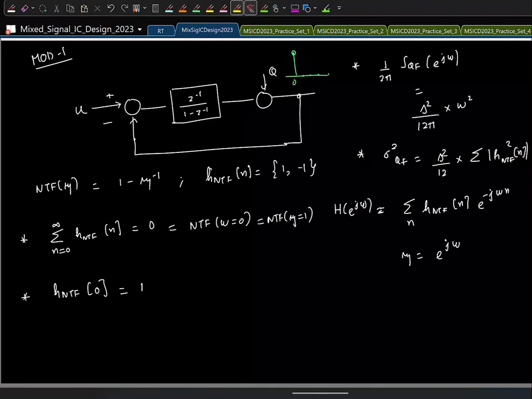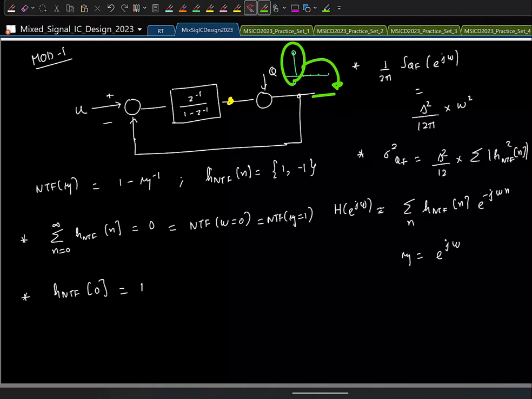Now remember that for this block to respond, we need to feed something. So the impulse will go here, and only after one clock cycle it is going to respond. So what can you say about the first sample here? That will definitely be 0, right? So the first sample you get here will directly be the impulse you launched.